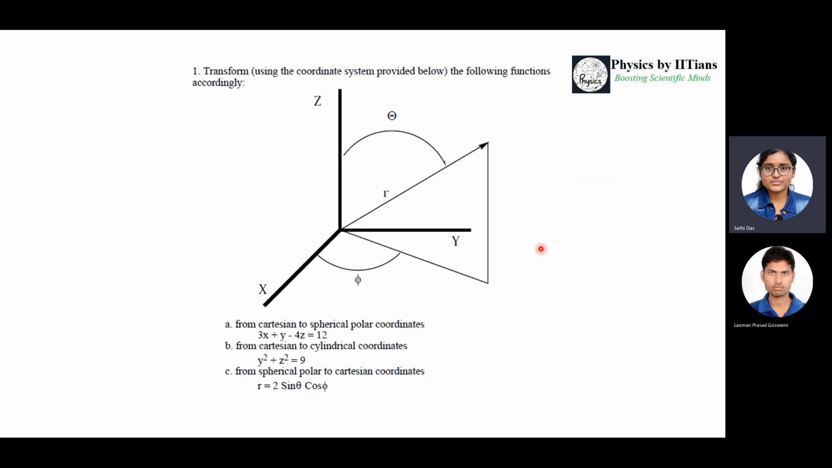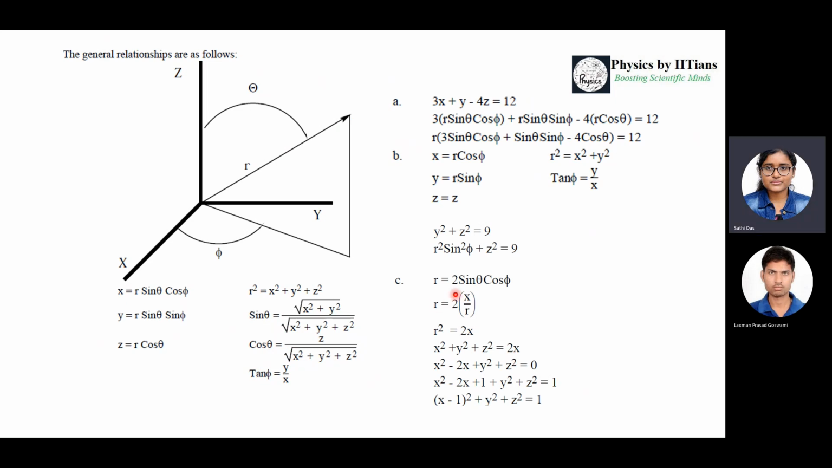And question number 3, or C, is from spherical polar to Cartesian coordinates. The first one was from Cartesian to spherical, and the third one is from spherical polar to Cartesian. The equation is r equals 2 sine theta cos phi. Here we know sine theta cos phi equals x by r. So we put it in: r equals 2 into x by r.